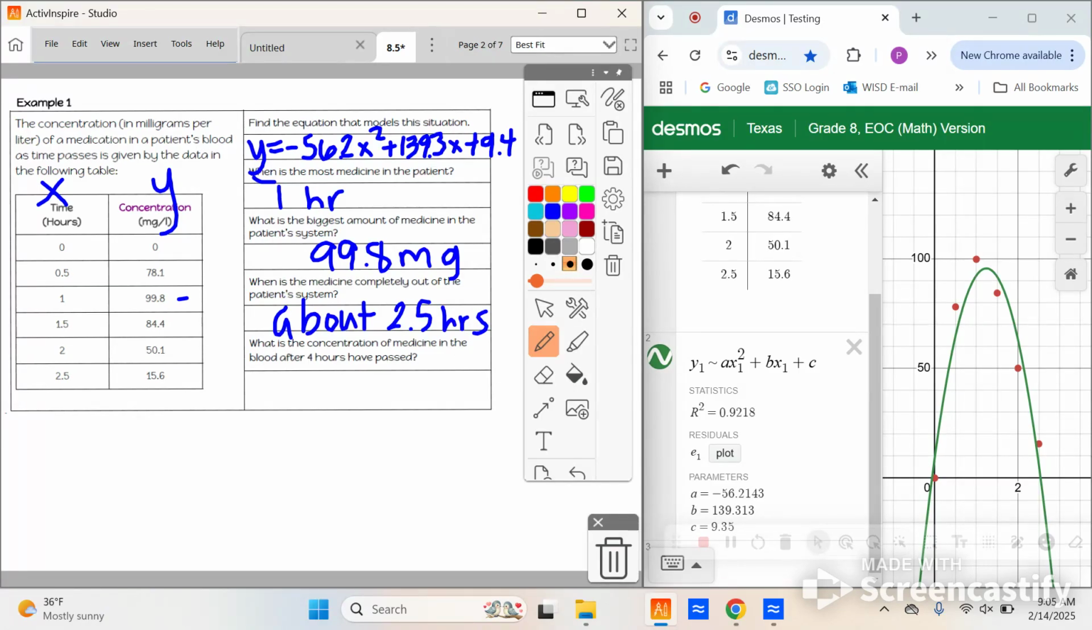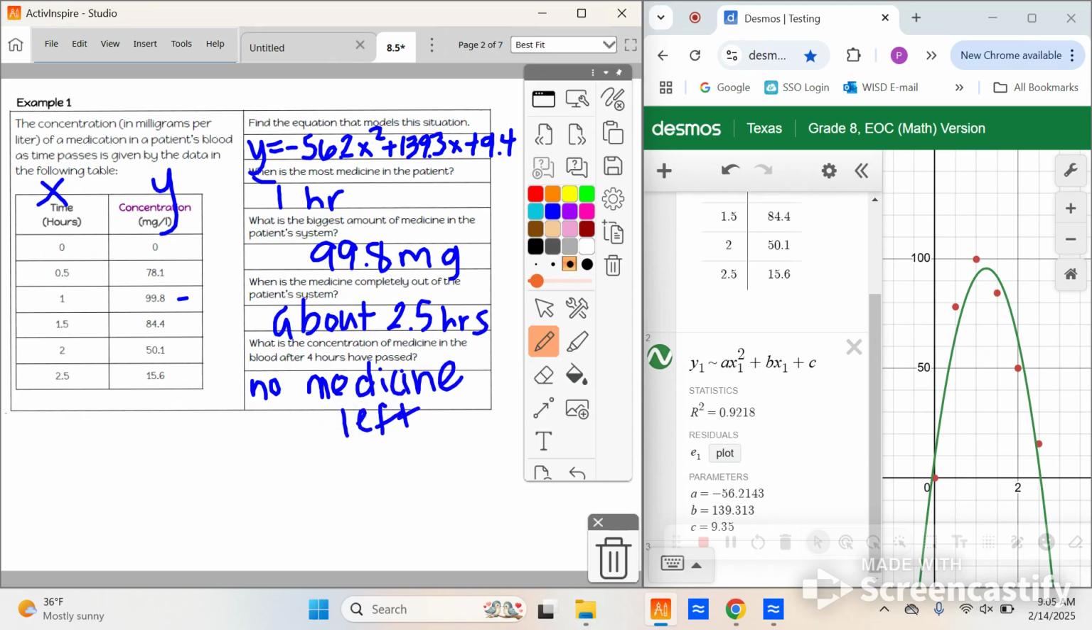And then what is the concentration of the medicine in the blood after 4 hours have passed? Well, after 4 hours have passed, this is past 2.5 hours, so there would be no medicine left.